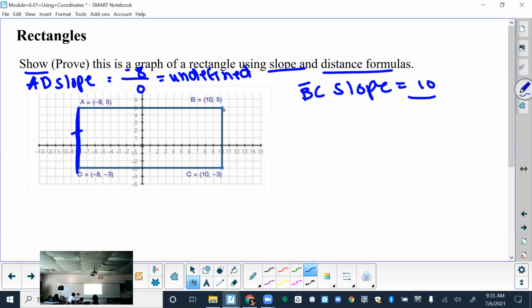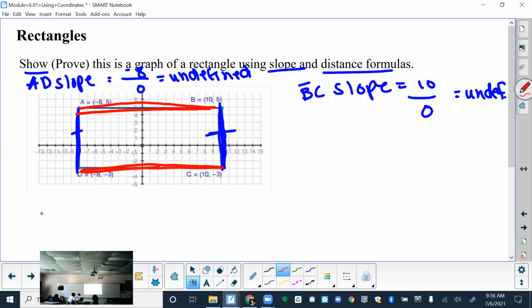Right, look at the board. Does this line right here go left or right at all? No, so its run is 0. So 10 divided by 0 again is undefined. So are these two lines parallel to each other? Yes. So that's one way to show that it's parallel. If I can prove that these lines over here that I'm drawing in red are parallel to each other, that's another good indication that this is a rectangle.